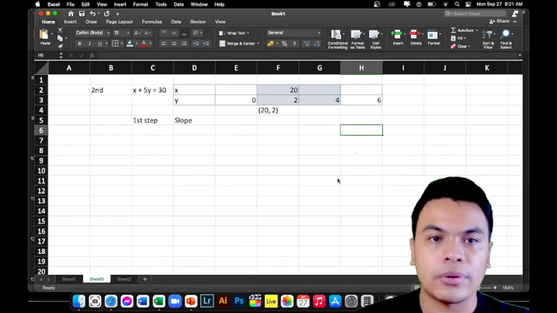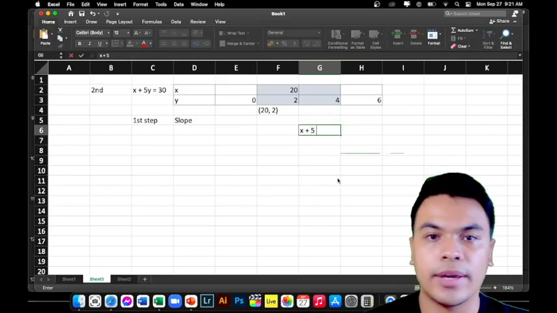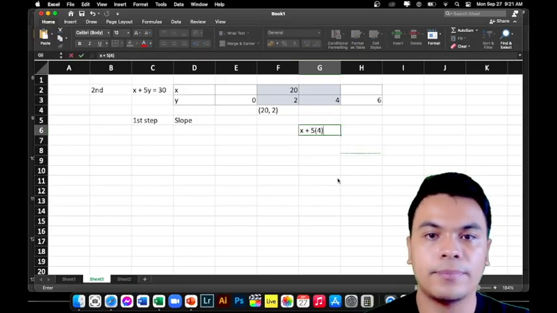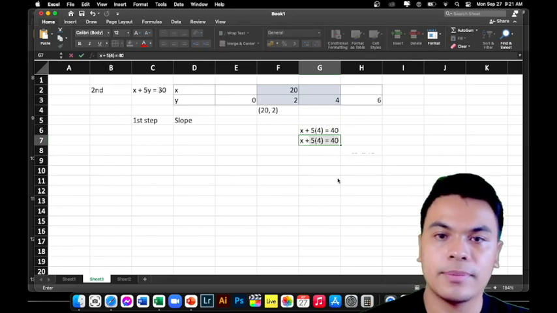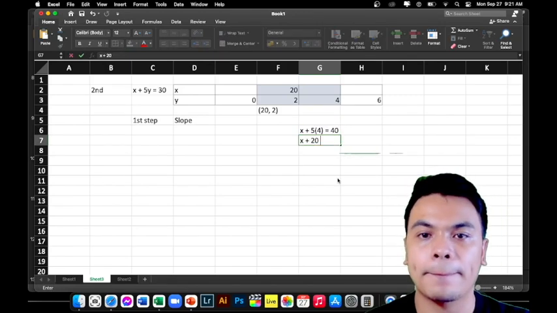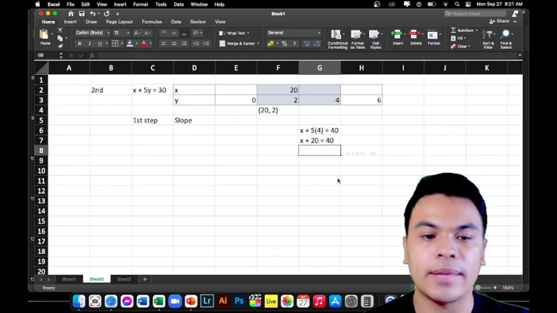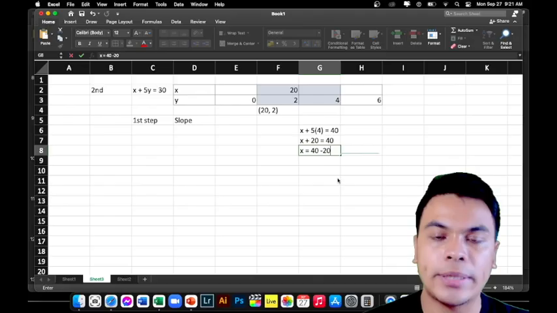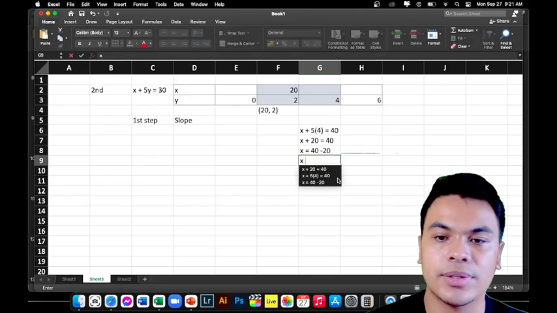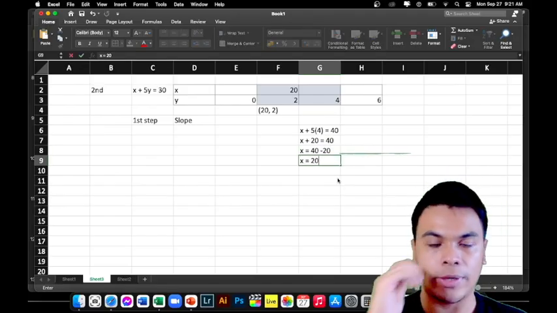If y is 4, x is what? x plus 5 times 4 is equal to 30. So we have x plus 5 times 4 is 20, equal to 40. Again, we transpose: x is equal to 40 minus 20. Therefore, x is equal to 20.